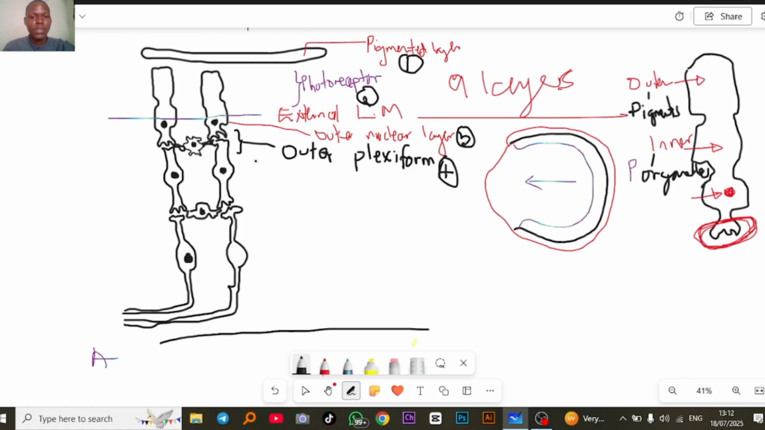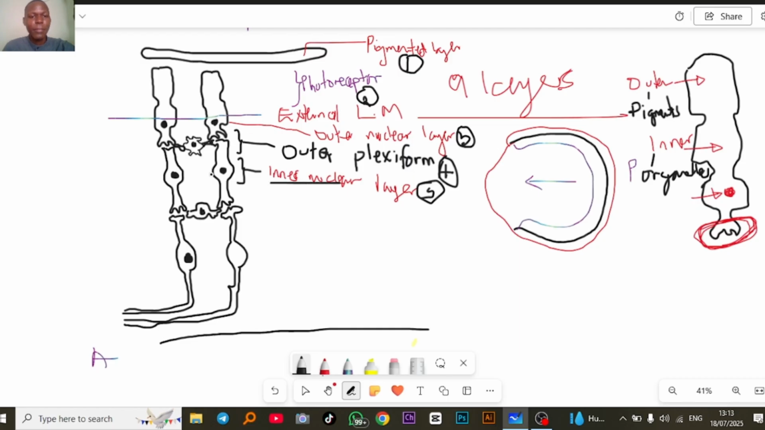Then the next layer is this layer of the cell bodies of the bipolar cells. In the cell bodies we have nuclei, and this will be known as the inner nuclear layer. That's our fifth layer. So the outer was for the photoreceptors, but the inner is for the bipolar.